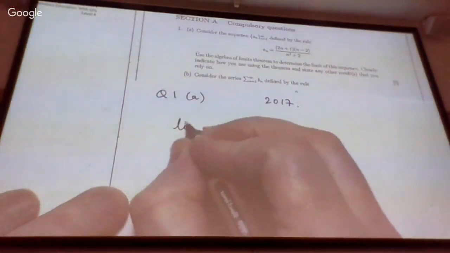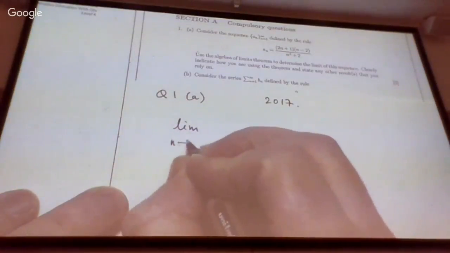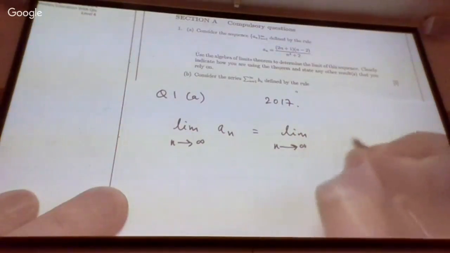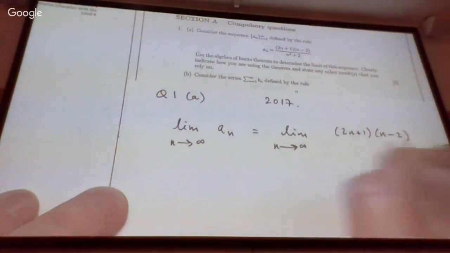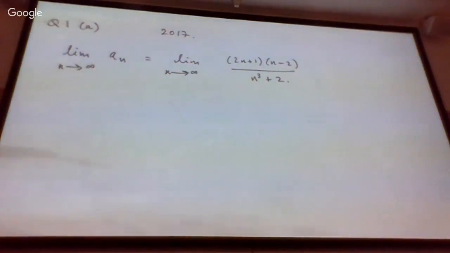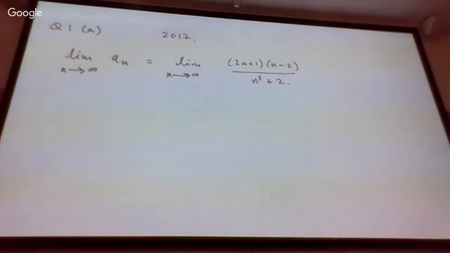Okay. So we want to treat this sequence a_n. We're looking for the limit as n goes to infinity of a_n. And that, of course, is the limit as n goes to infinity of this expression here, (2n + 1)(n - 2) all over n cubed plus 2. Now, the instinct we have here is to use the quotient form.